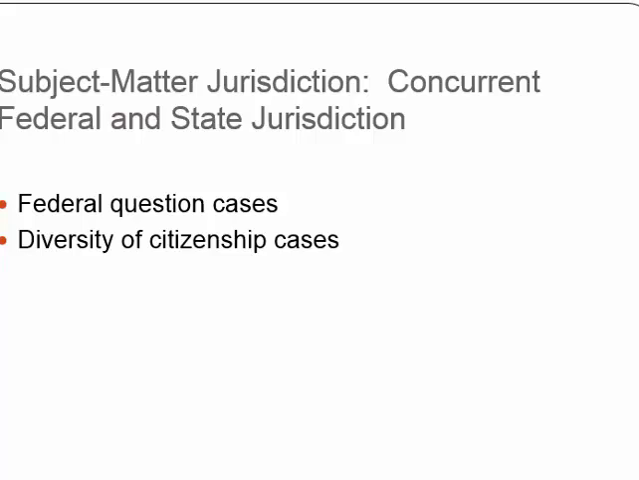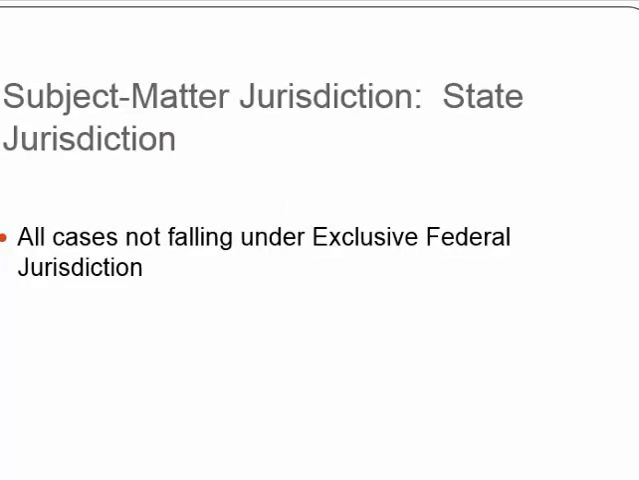Federal jurisdiction is over things that are a federal question, which is federal law, U.S. law, and diversity of citizenship cases, and there are also dollar amount requirements. So state jurisdiction is everything that the feds don't want, everything falling outside of exclusive federal jurisdiction.